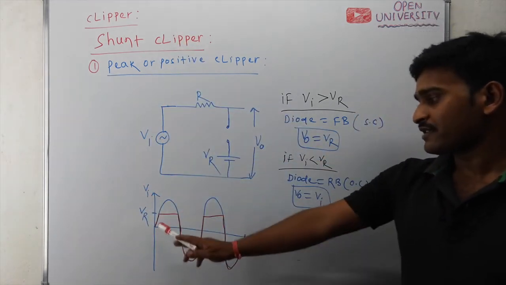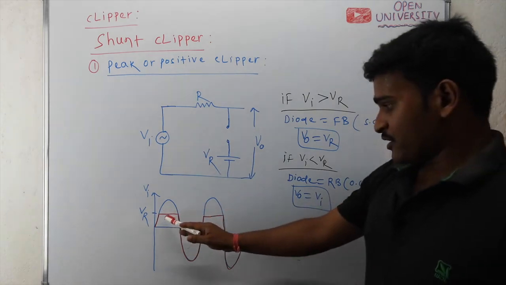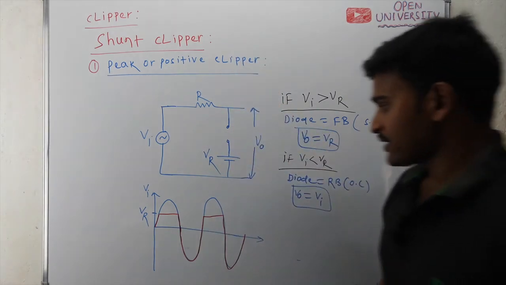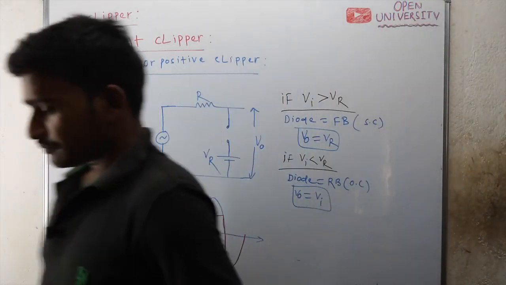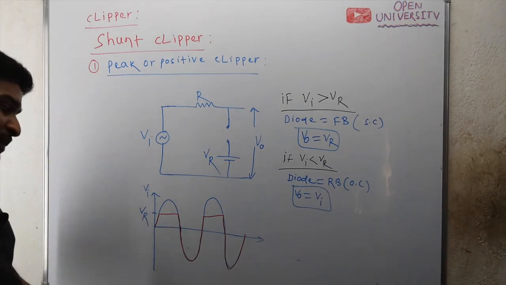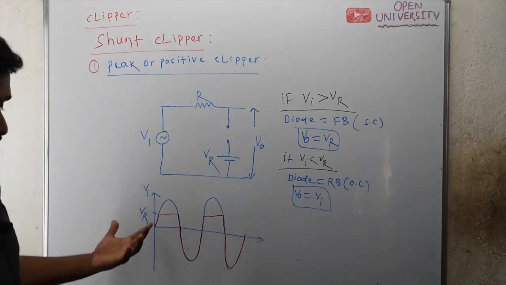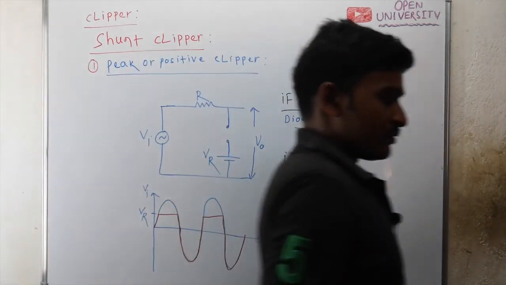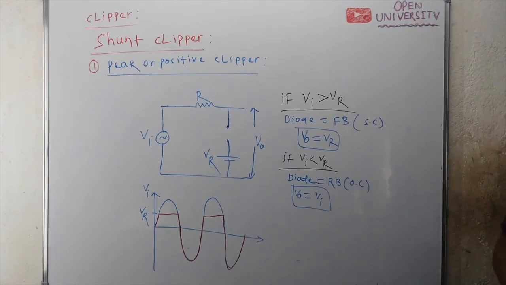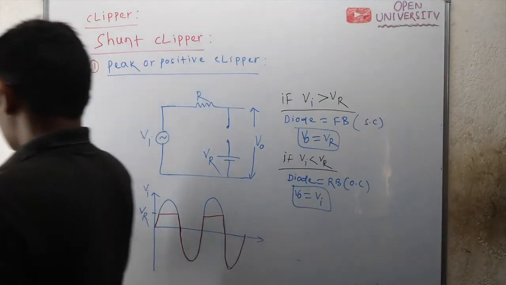Since it is removing the peak above the reference voltage, it is called a peak clipper. What is a peak clipper? It removes that part of the signal which lies above the reference voltage. That is called a peak clipper. So this circuit will remove that portion of the graph which lies above the reference voltage. So this is the output waveform.